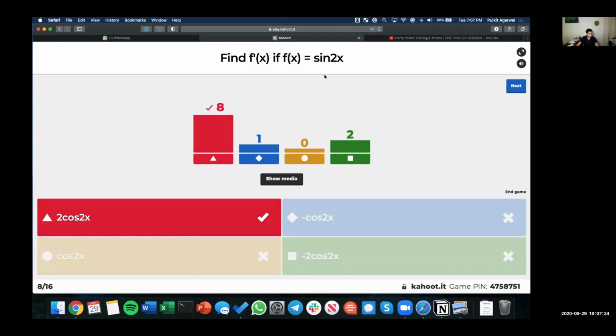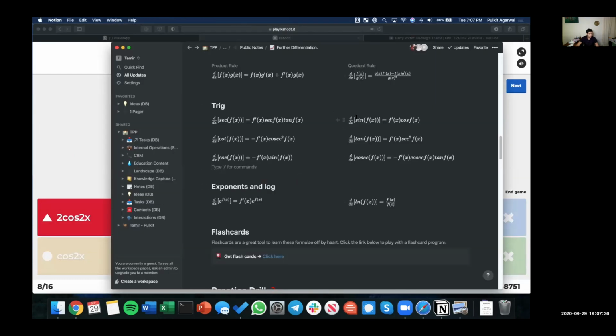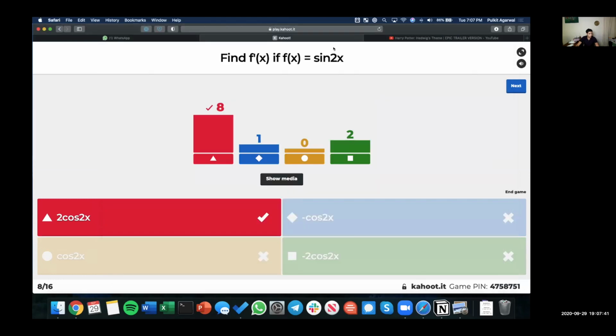Good, okay, yeah, you just use this rule over here. It becomes a cosine and you take the f prime of the inside. So 2 comes on the outside, 2 cosine 2x. Good, well done.